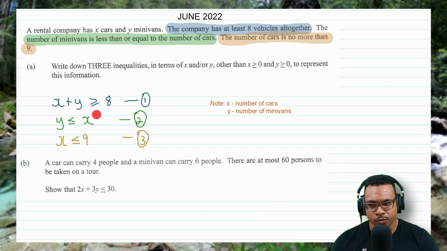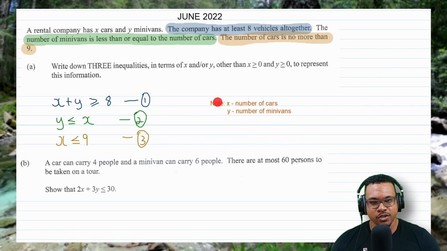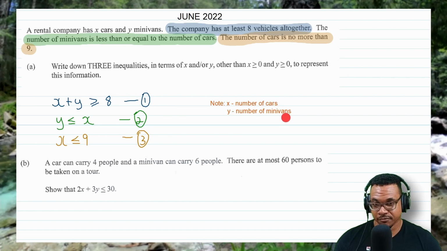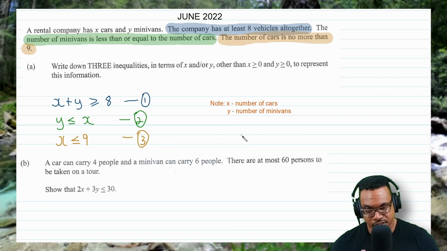So now that we have our 3 inequalities, we have part B here now, where a car can carry 4 people and a minivan can carry 6 people. There are at most 60 persons to be taken on a tour. Now, I just want to note that X is the number of cars and Y is the number of minivans. So the number of people all the cars would carry is 4 people per car, and X is the number of cars. So 4 times X will be the number of people all the cars will carry. Then you have Y is the number of minivans, and a minivan can carry 6 people. So 6 people per minivan. So 6 times the number of minivans would give you the amount of people all the minivans would carry.